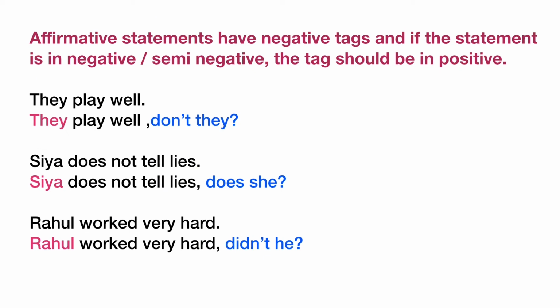So students, up to now this point is very much clear to us that affirmative statements have negative tags, and if the statement is in negative or semi-negative, the tag should be in positive. Let's see some more examples. They play well, comma, don't they? Question mark. Sia does not tell lies. Negative statement. Sia does not tell lies, comma, does she? Question mark. Rahul worked very hard. Positive statement of past tense. Rahul worked very hard, comma, didn't he? Question mark.